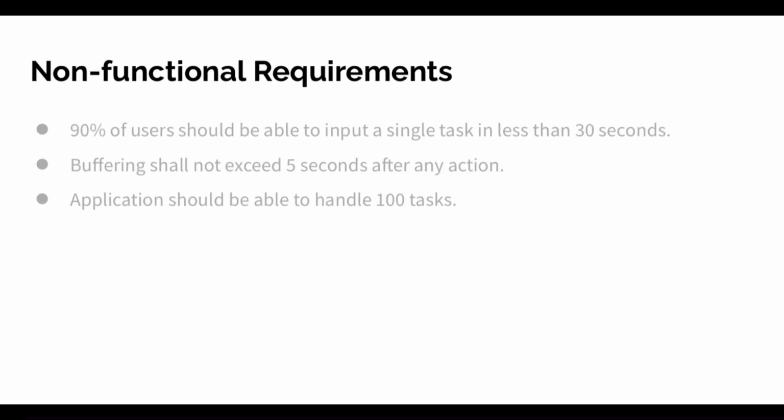So these are our non-functional requirements. The most important ones are 90% of users should be able to input a single task in less than 30 seconds. The next one is buffering should not exceed 5 seconds after any action, like adding tasks. And the application should be able to handle at least 100 tasks per user.